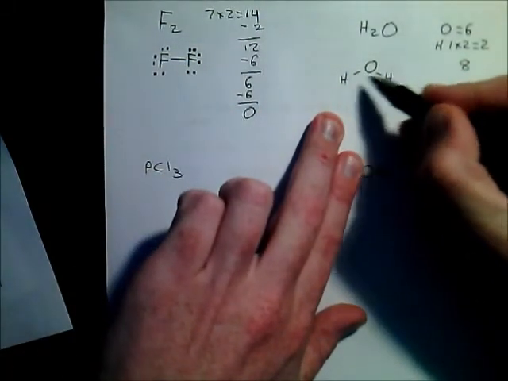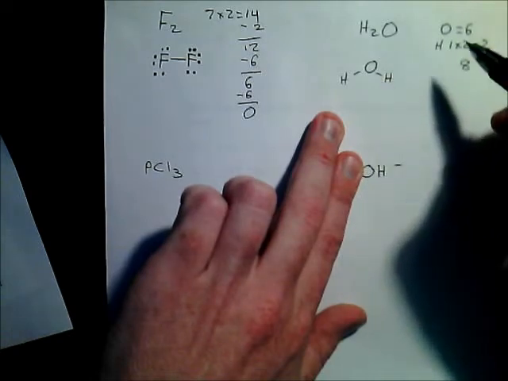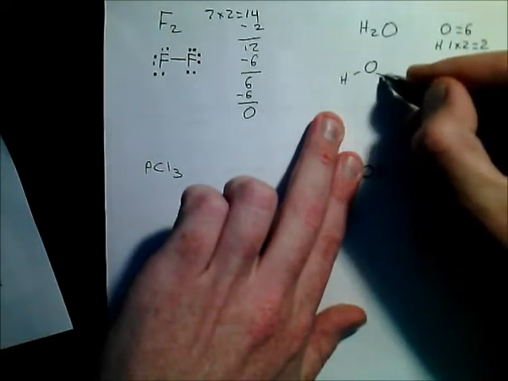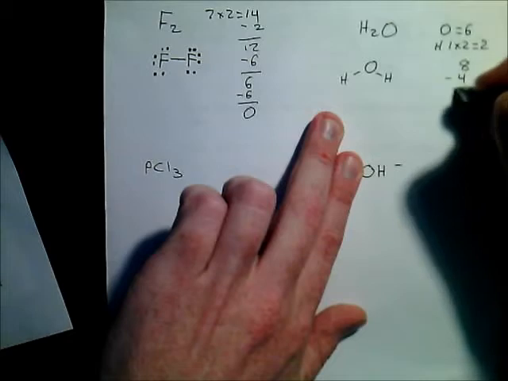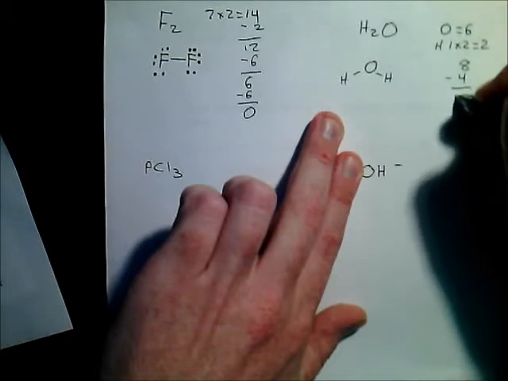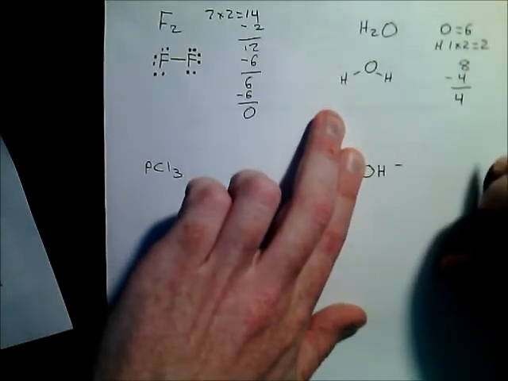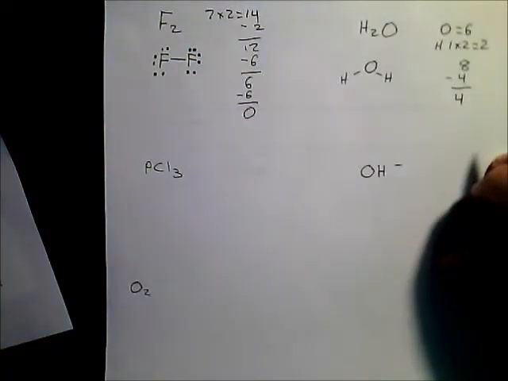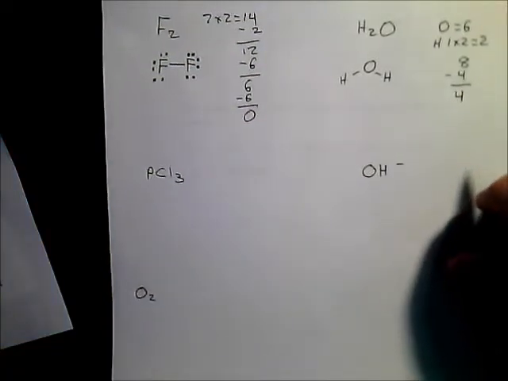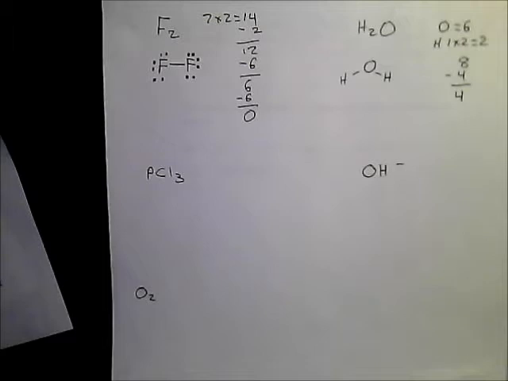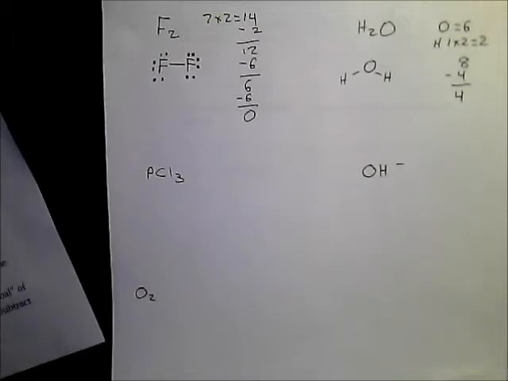Now, I have used 1, 2, 3, 4 electrons here because I've made 2 lines. So I'm going to subtract 4 electrons just to keep track, and that means I have 4 electrons left to go. So the next thing we need to do, we've basically done step 3 at this point.